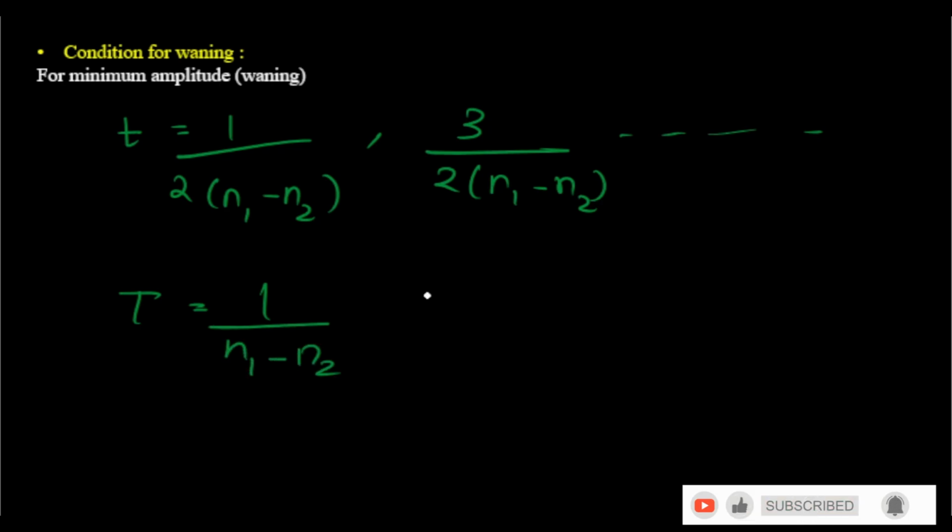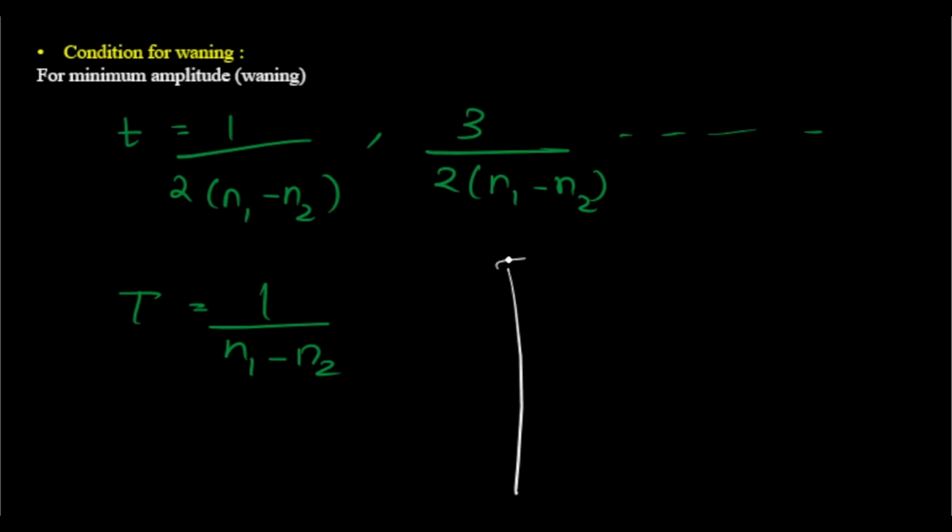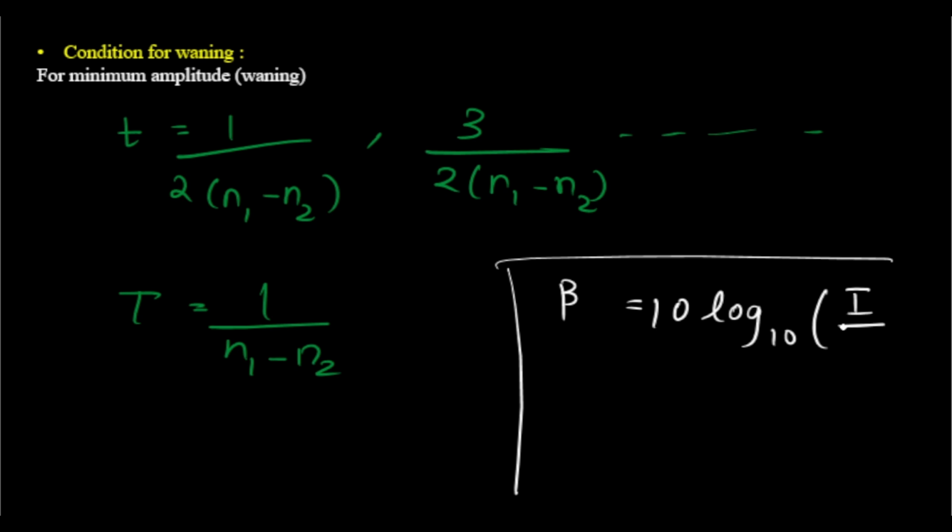Now, one more important formula we have. B is equal to 10 into log base 10 of I divided by I naught, where I naught is the minimum reference intensity. By this, we have completed this chapter as well.